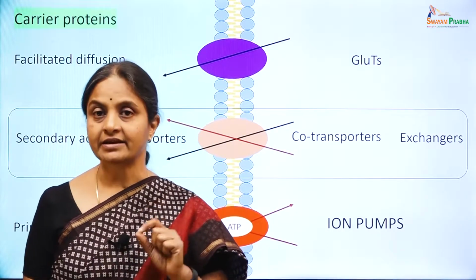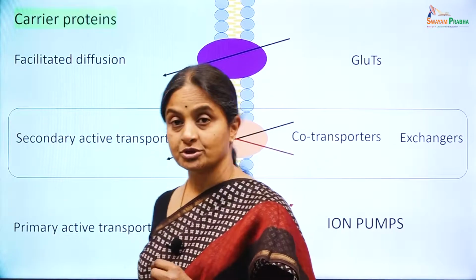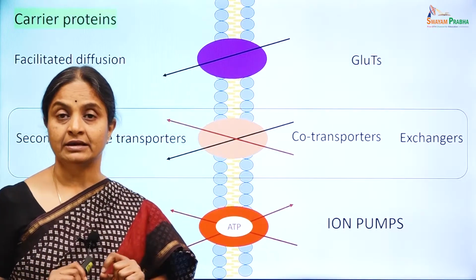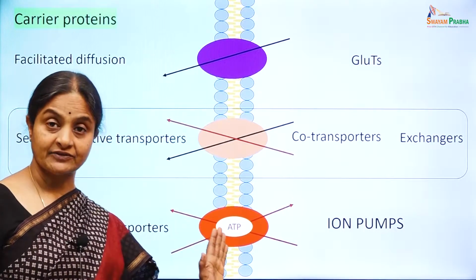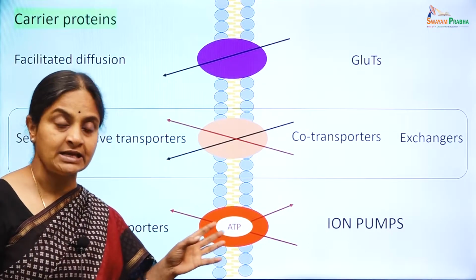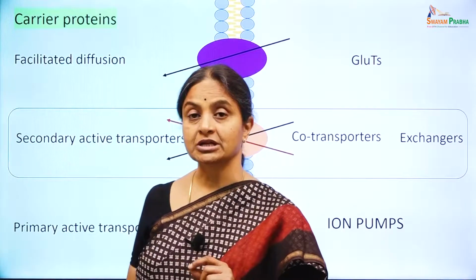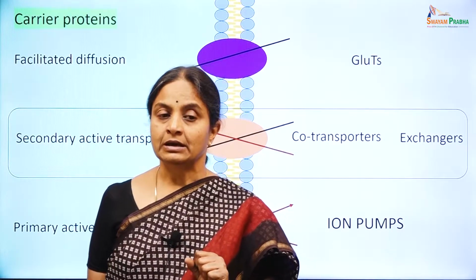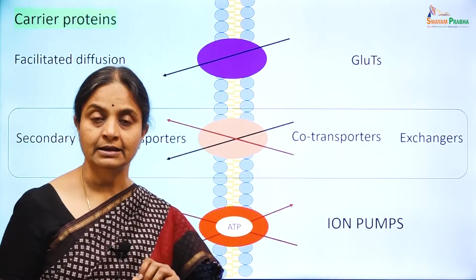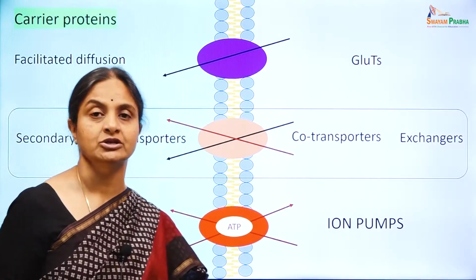Now, it is called secondary active transport because the energy for uphill transport of one substance is not derived from directly cleaving ATP, which is what primary active transporters would do. They are ATPase enzymes. They would cleave ATP, energize themselves, and move substances uphill. Secondary active transporters are not ATPase enzymes, and the energy required for moving one substance uphill is derived from letting another substance flow downhill along its concentration gradient.